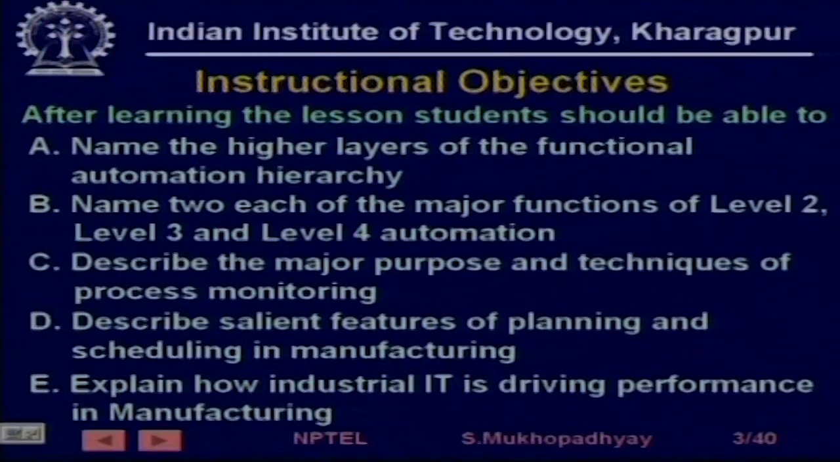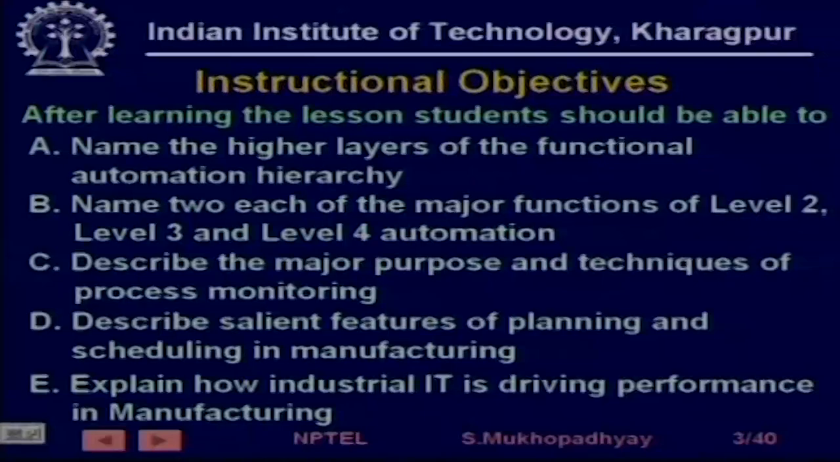As usual, instruction objectives and name the higher layers. So, the student should be able to at least name the higher layers and name the major functions of each of the higher layers, level 2, 3, and 4 automation, and describe many of them. The basic technologies involved in this are monitoring technologies, optimization technologies. Part of it gets manifested in planning and scheduling.